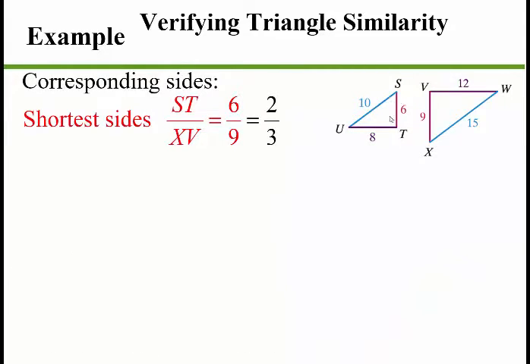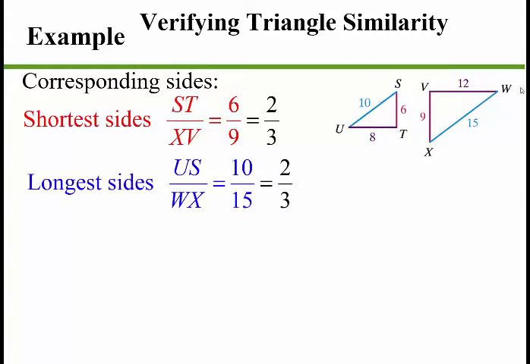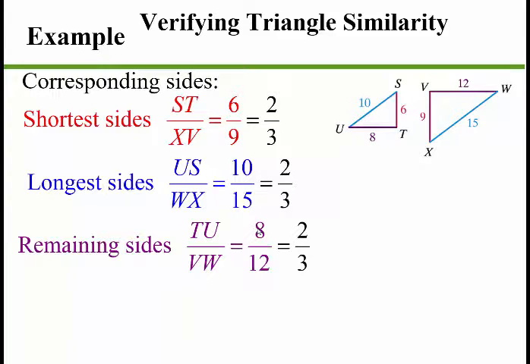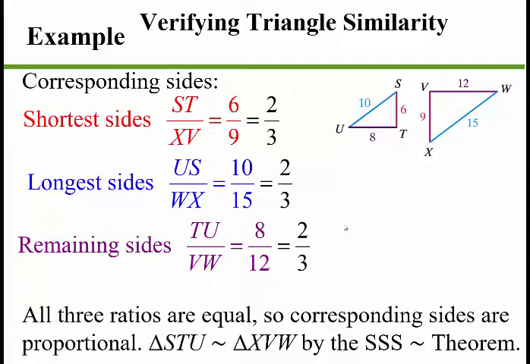So first off, let's start with the red side. The ratio of ST to XV is 6 to 9, which simplifies to 2 to 3. Then we'll look at the longest side, the hypotenuses. So US to WX is 10 to 15, which simplifies to 2 to 3. And then the remaining sides, TU and VW, is 8 to 12, which simplifies to 2 to 3. So all three ratios are equal, so corresponding sides are proportional. So we can thus say that triangle STU is similar to triangle XVW by the side-side-side similarity theorem.